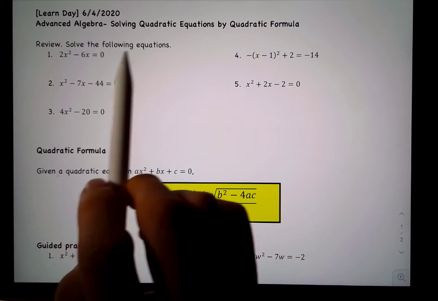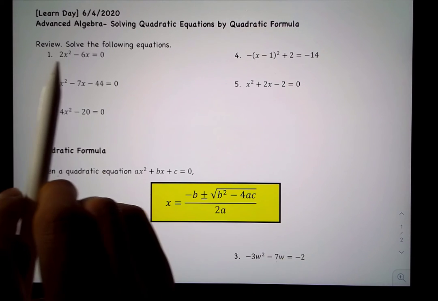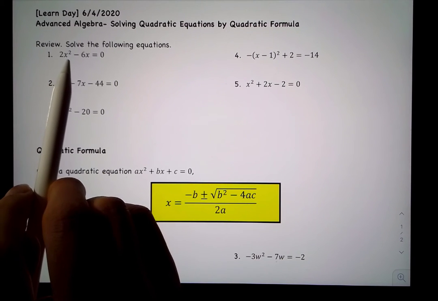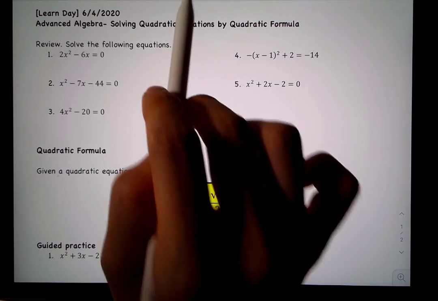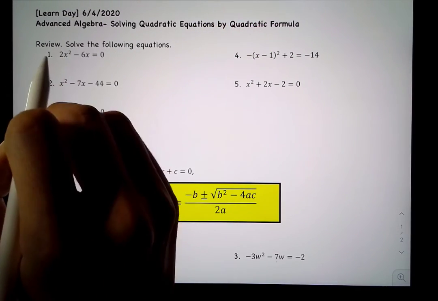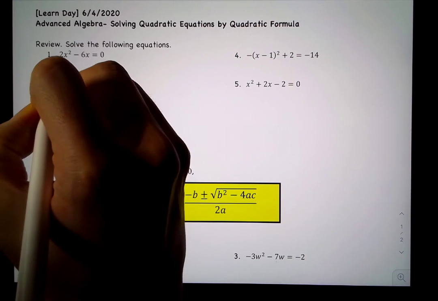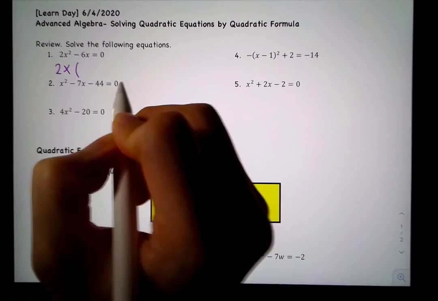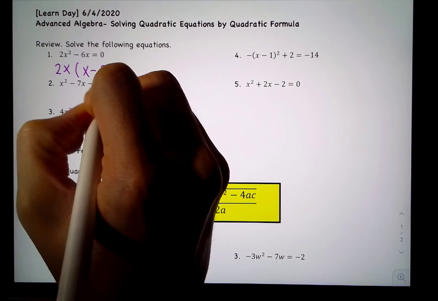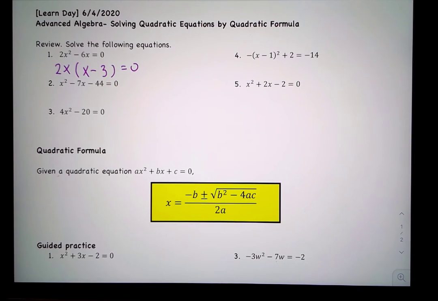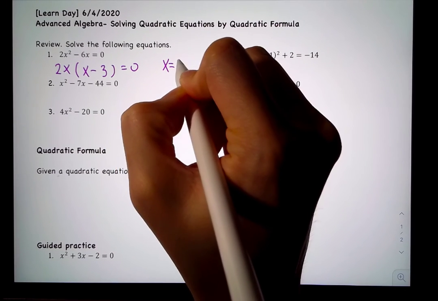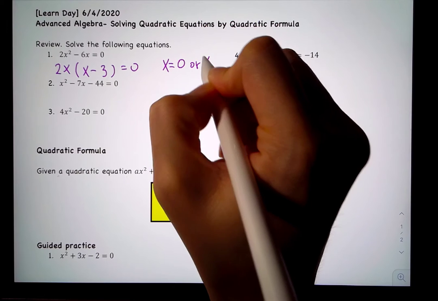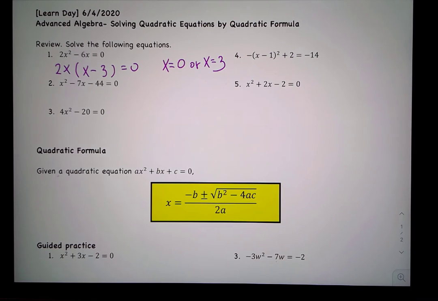So review here. Solve the following equations. Look, 2x squared minus 6x. Do you see the GCF here, right? We have a GCF, so I'm going to factor out 2x, and you get x minus 3, right? So 2x times (x minus 3) equals 0. From here, you get x equals 0 or x equals 3, right?